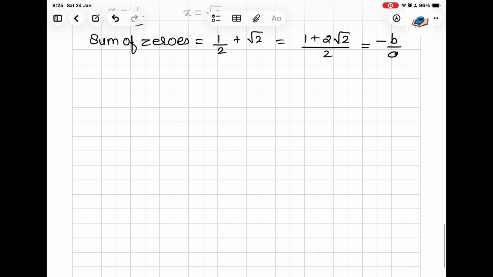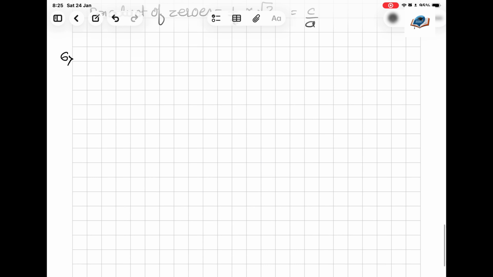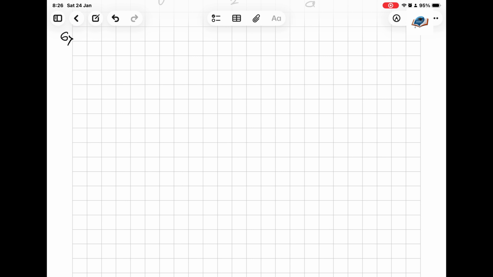And the product of zeros is 1 by 2 into root 2. So that will be c by a. Hence proved.